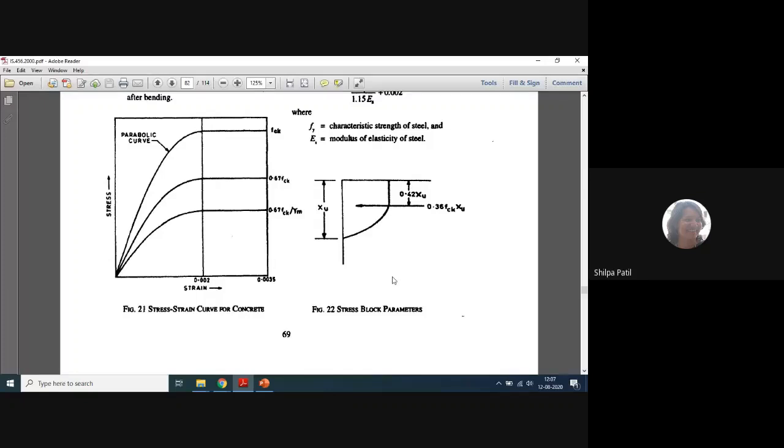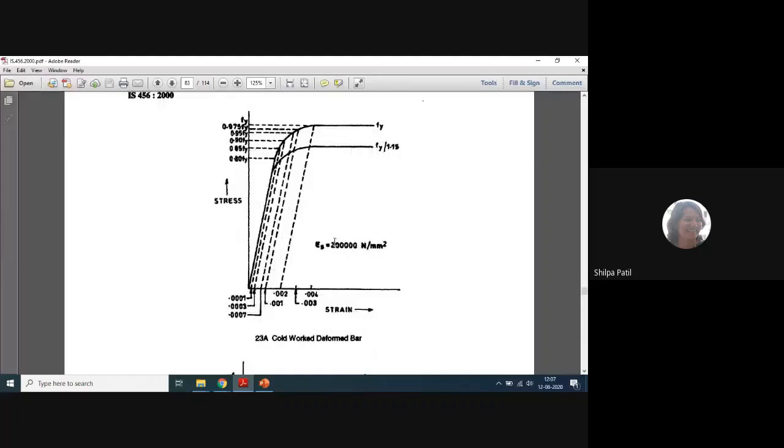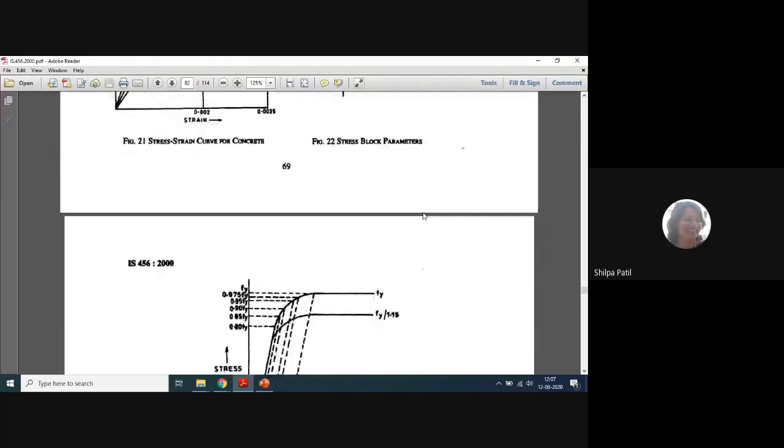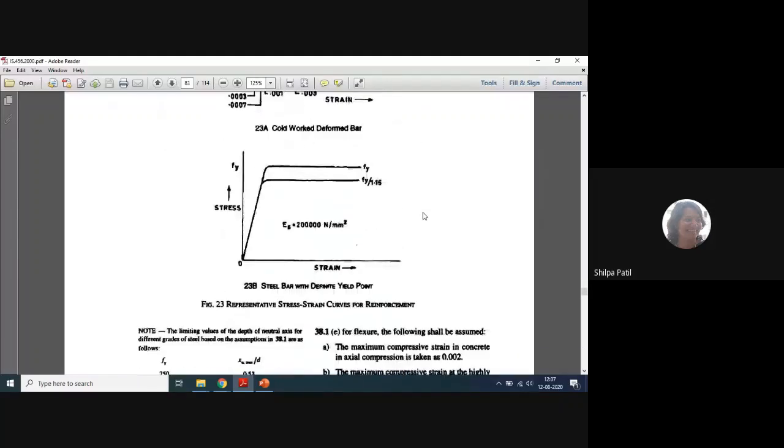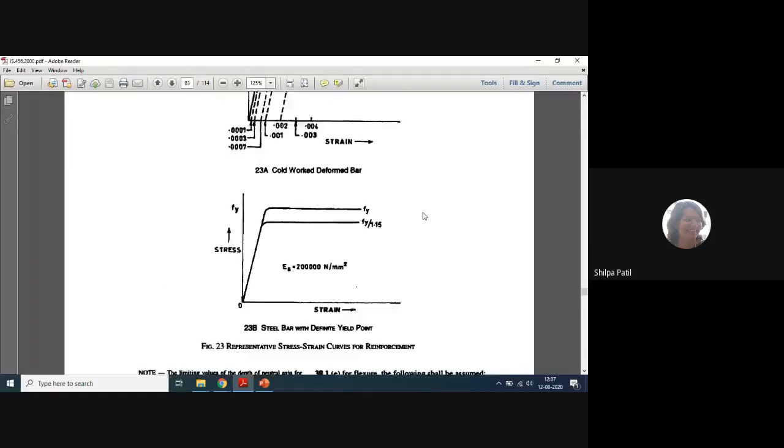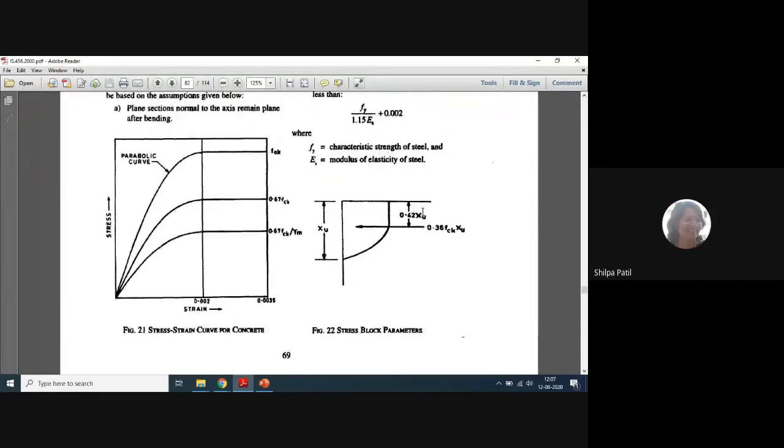But during the examination, the question may be asked to simply draw the idealized stress strain curve for concrete, or the idealized stress strain curve for HYSD bar. In that case, you should be able to draw these diagrams and show all the values on the diagram. Okay, so I am explaining where it is given in the code. The code will be available with you during the examination. So I am actually telling you how to copy from the code, where these curves are given and from where you can copy the diagrams. Okay, is it clear? Yes, ma'am.